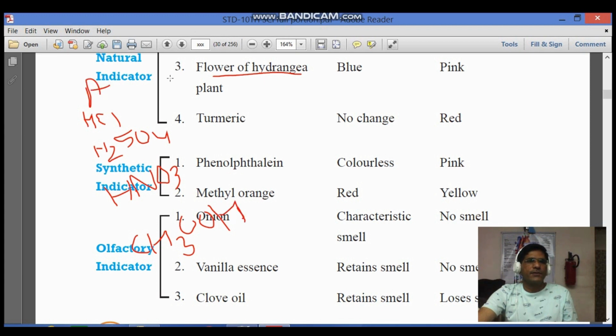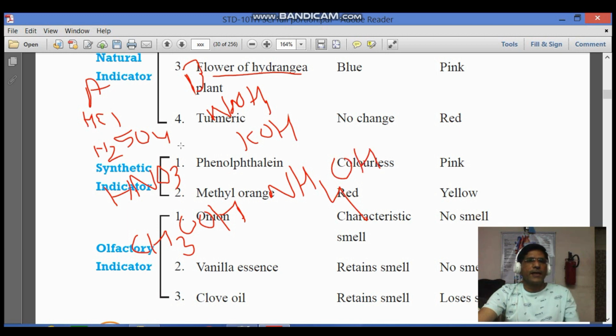Now we want to discuss the bases. NaOH is a strong base. KOH is also a strong base. And NH4OH, ammonium hydroxide, is a weak base. Now we can do the titration of all of these.